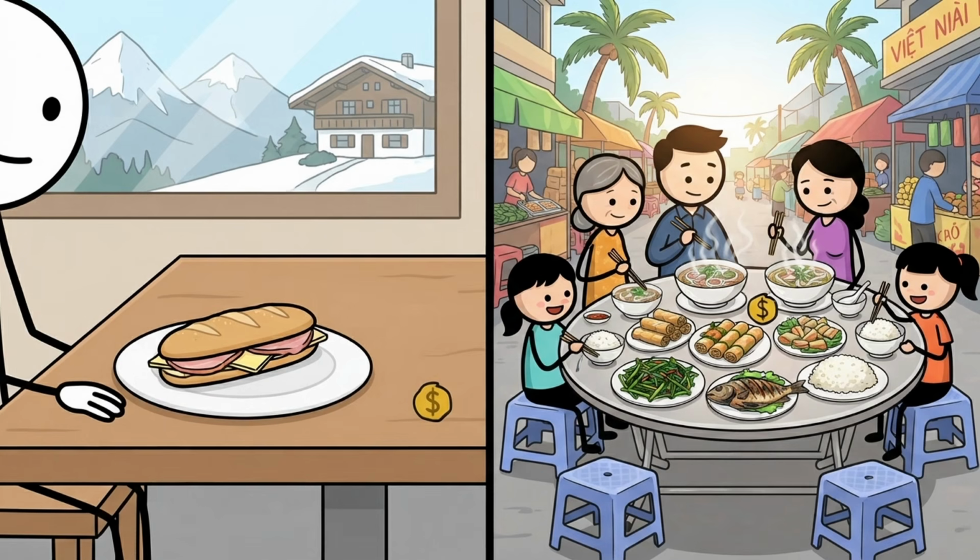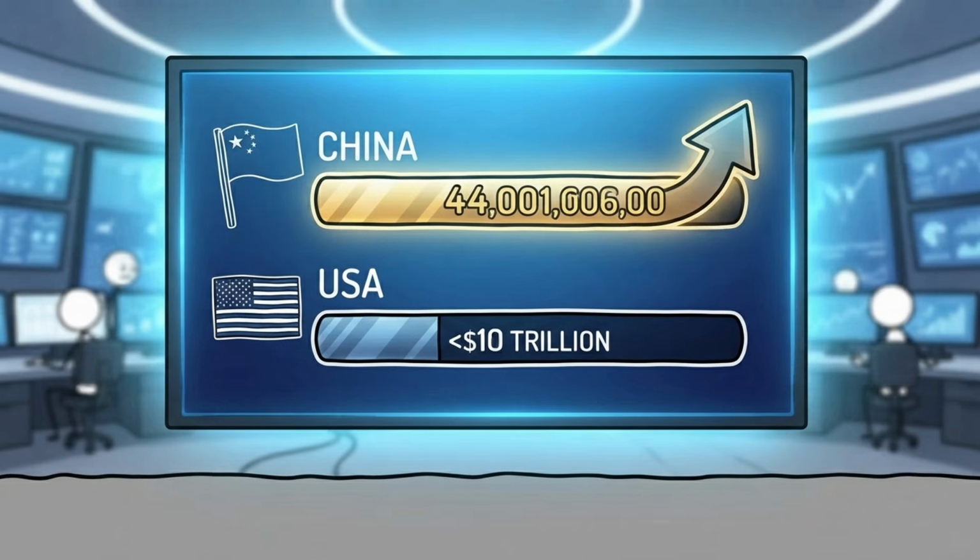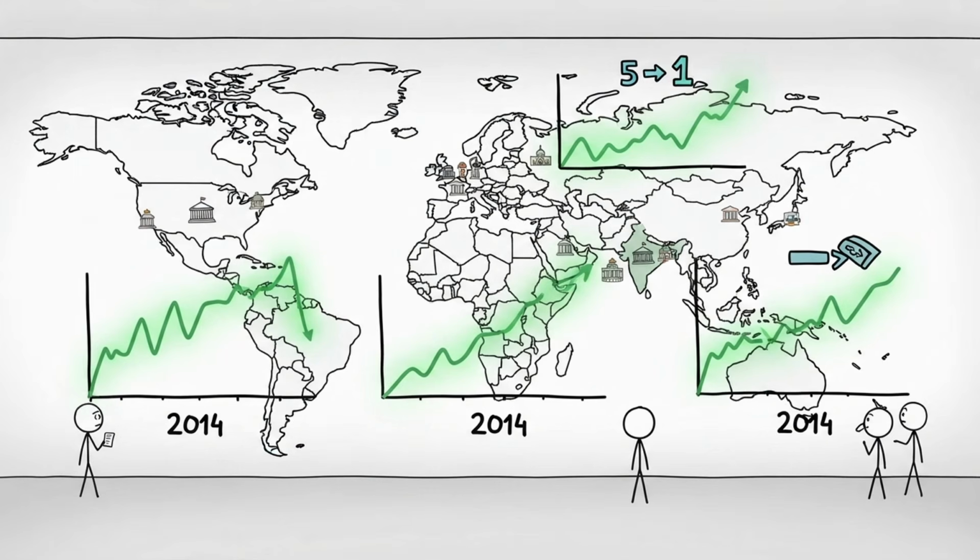Nominal GDP ignores this entirely. So economists came up with PPP, or purchasing power parity. It adjusts for what things actually cost inside each country, and when you switch to PPP, the whole ranking flips. China isn't second anymore. China is first at around 44 trillion, more than 10 trillion ahead of the United States. And it didn't pass America recently. It passed America back in 2014. India jumps to third, and Russia goes from Europe's fifth biggest economy to Europe's biggest.